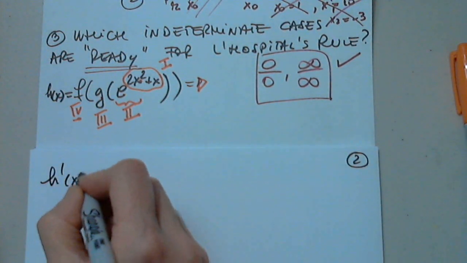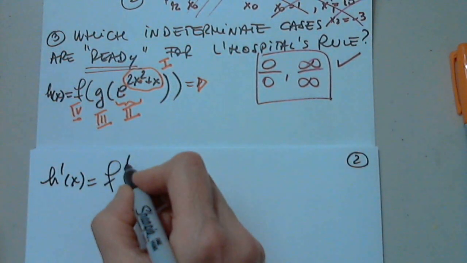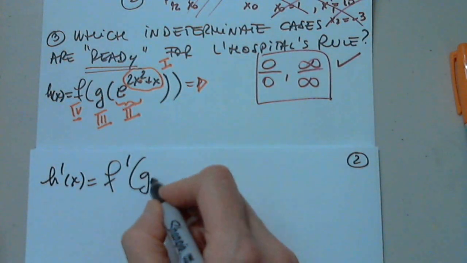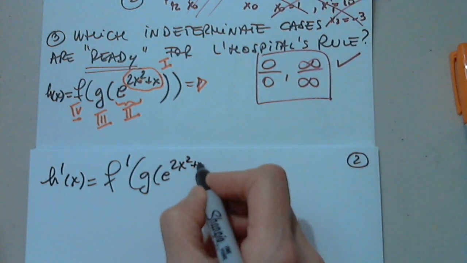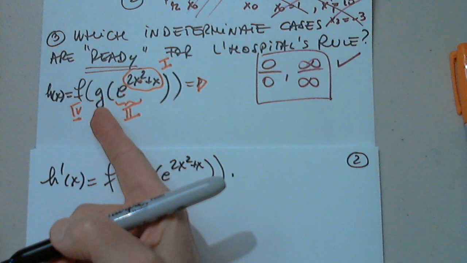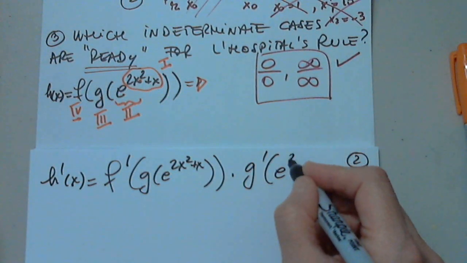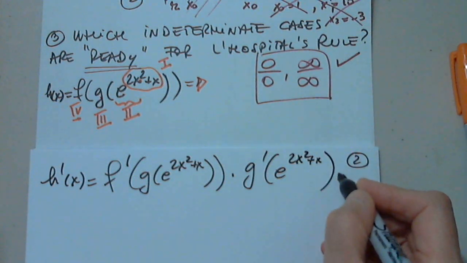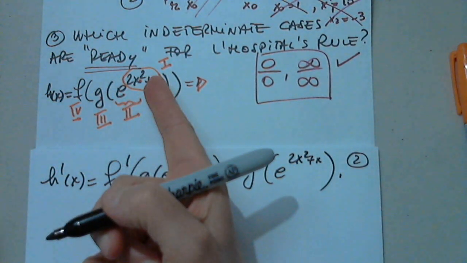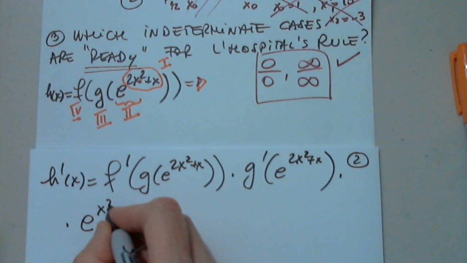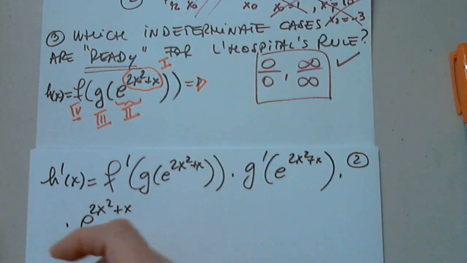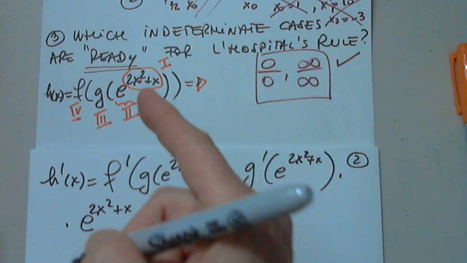So h prime of x is f prime of the whole thing, times g prime of the rest, times e to a function. E to a function prime is e to the function times the function prime.